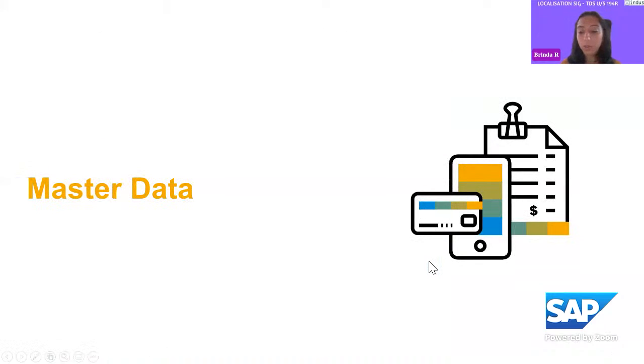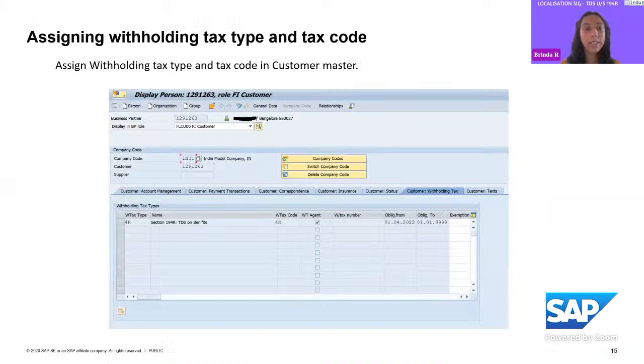Okay. So when it comes to master data, it's quite simple. Your newly created tax type and tax codes should be assigned in the customer master and the supplier master. Here, when the government says gifts or benefits or perquisites, the benefits or perquisites can be given to your customers, to your suppliers, dealers, anybody, right? So this newly created tax type should be assigned to your customer master and supplier master both.